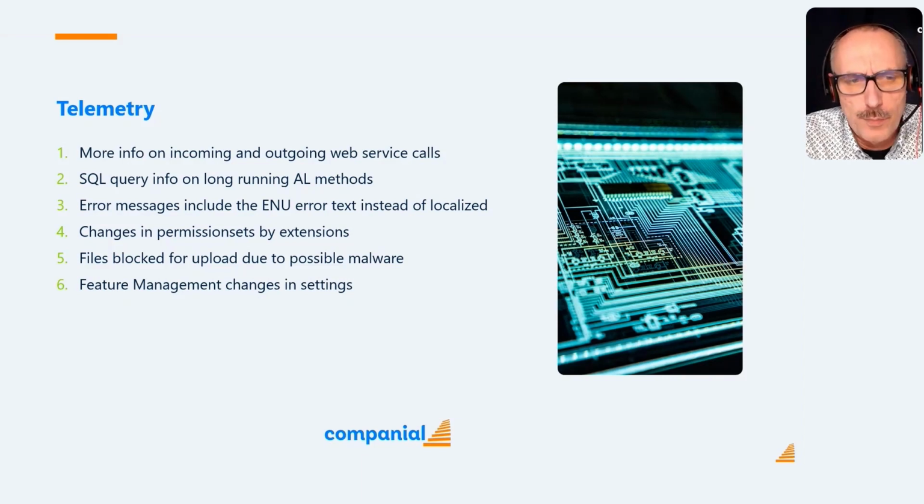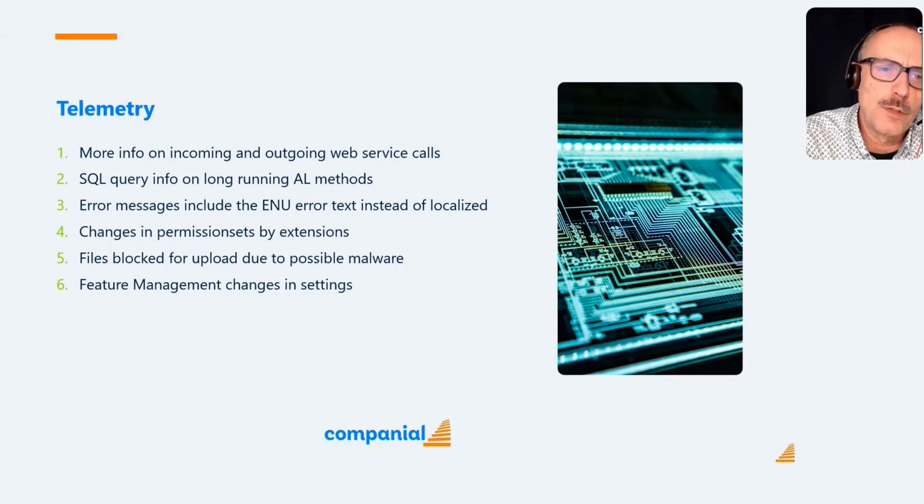Then if there is an error message popping up, until now you got the localized error message in your Application Insights. And that's not too good if you have a multi-language solution, because then the same error message would maybe take 2 or 3 or 4 different forms in your Application Insights. And now you will always be able to retrieve the English United States error text, so the basic error text. So it makes aggregating data from the same error easier.